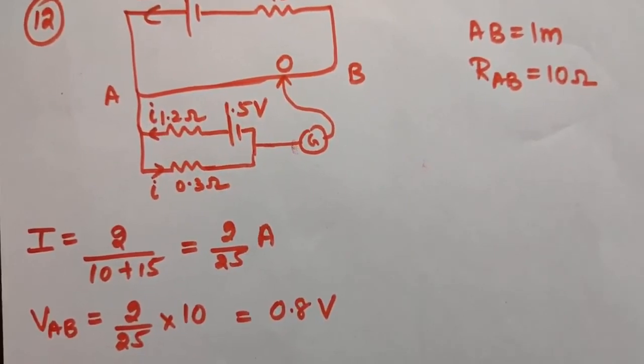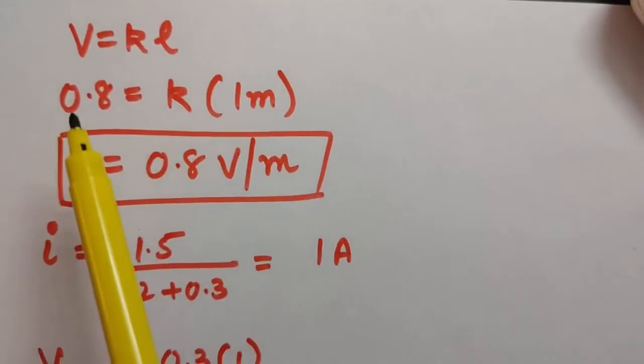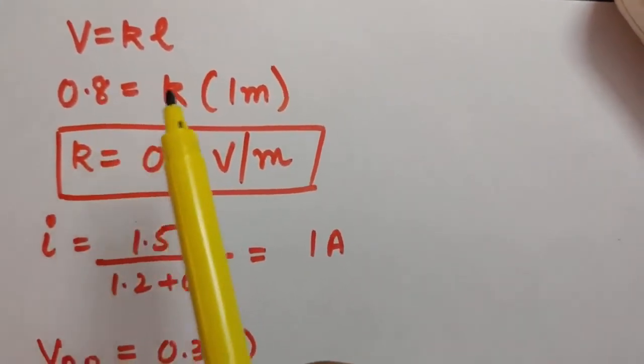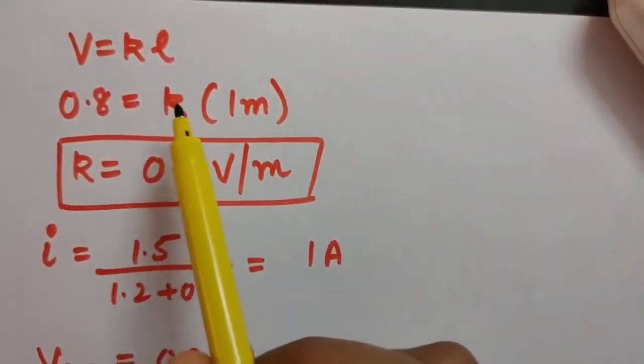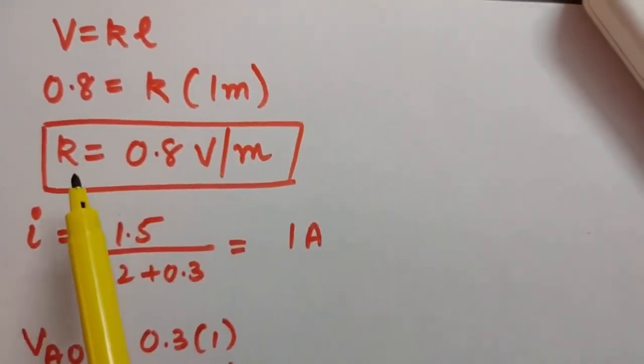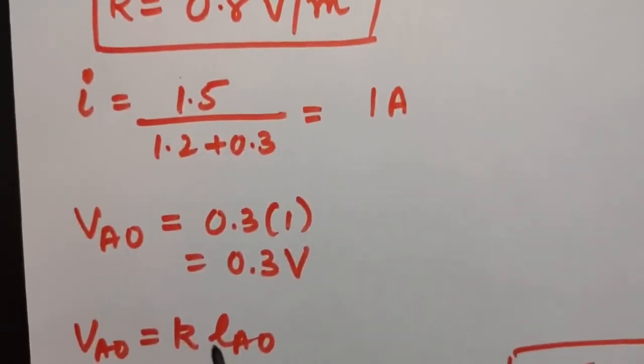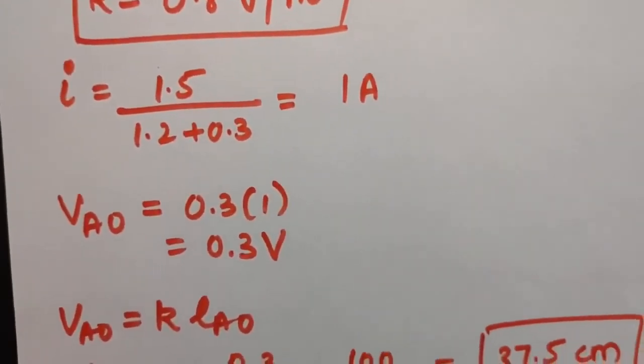So to calculate potential gradient, you know the formula V is equal to KL. So V, as we have calculated, is 0.8. K we have to calculate, that is potential gradient, and length of wire is given to be 1 meter. So from here, potential gradient will come to be 0.8 volt per meter. For next part, you have to calculate the balance point AO.